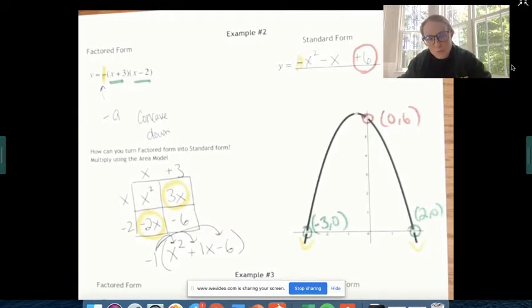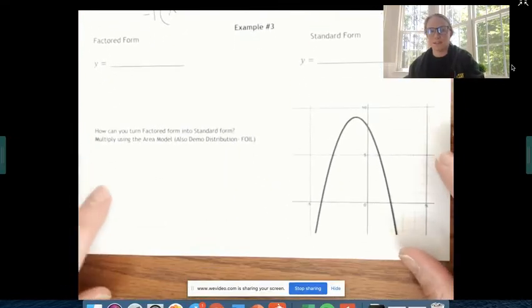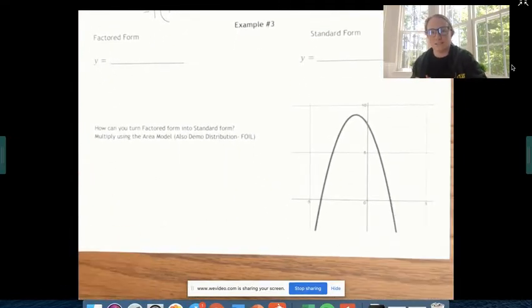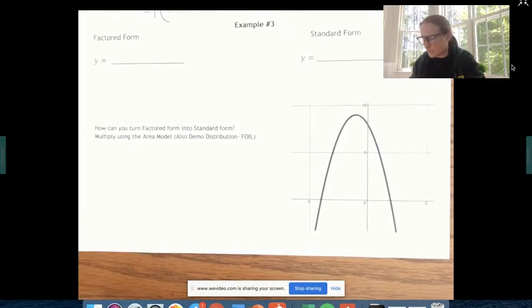Let's do one more example. All right, this one was a little trickier. This one doesn't give me anything. It didn't give me factored form, didn't give me standard form. It just gave me a graph. All right, so let's take a look.